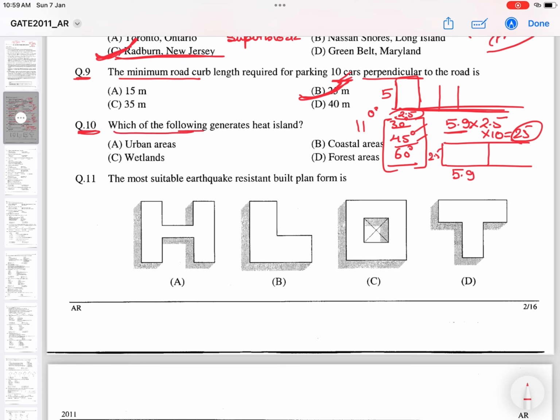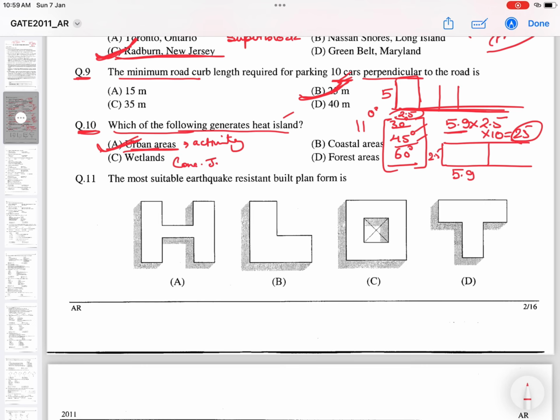Coming on to the question number 10th, which of the following generate heat islands? Heat islands are not any kind of island, they are generated due to the effect of urban activities, okay. So it is generated by urban areas, like everything generates heat.